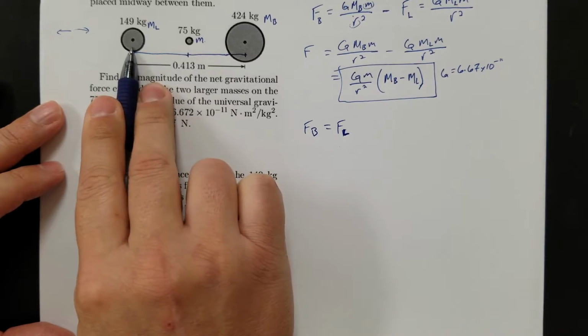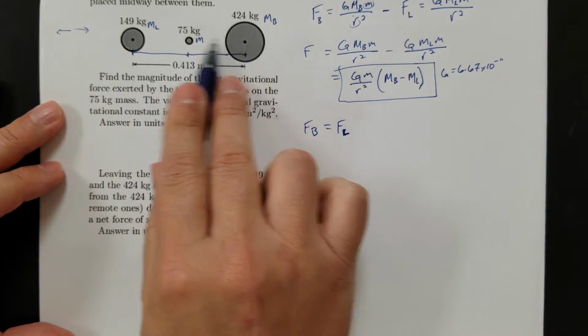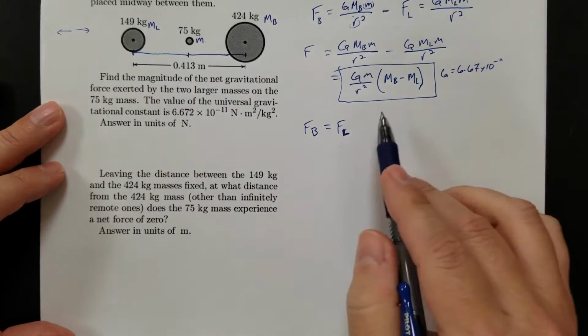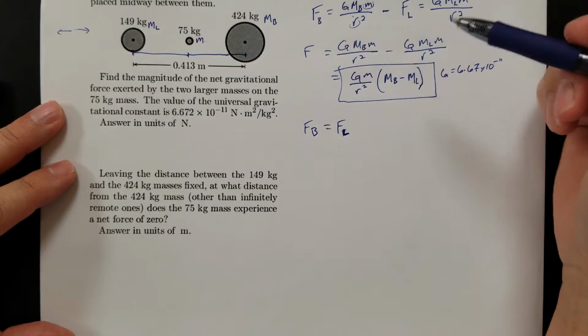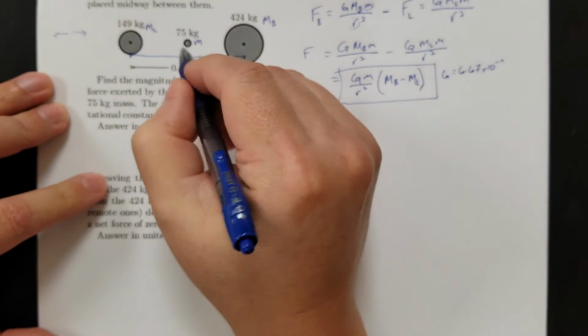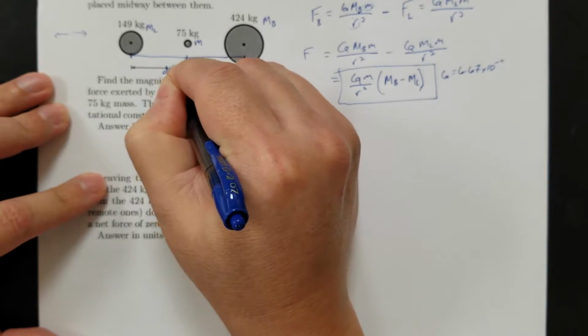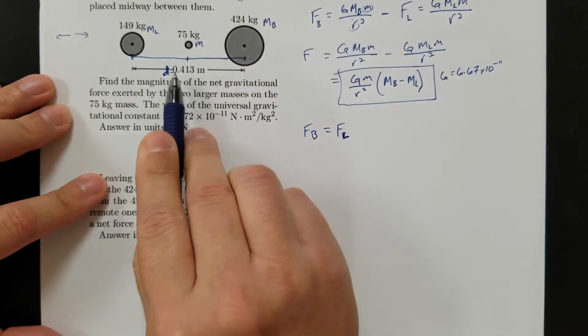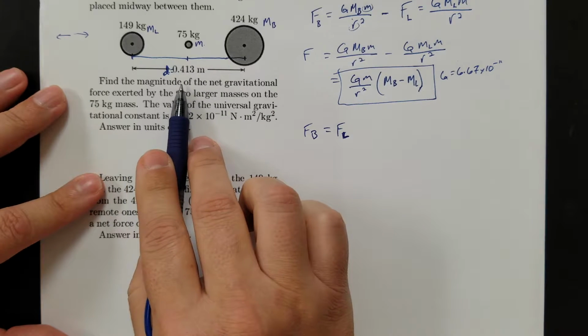So where is this force acting on this one going to equal this force acting on this one, right? So it's a different question. So to do this, let's make a couple definitions, right? So I'm going to call this distance D. Right, this will be D. That 0.413 in my problem, that'll be D.